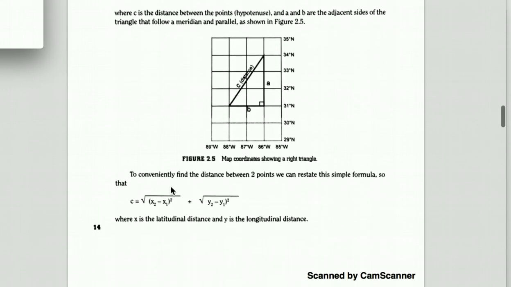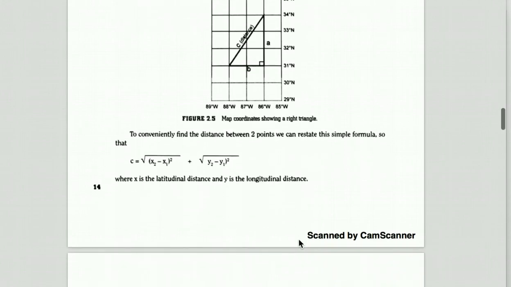Alright, so to conveniently find the distance between 2 points, we can restate the simple formula, where x is the latitudinal distance and y is the longitudinal distance. Or you can just keep it c squared equals a squared plus b squared.